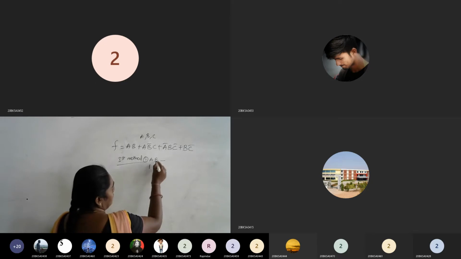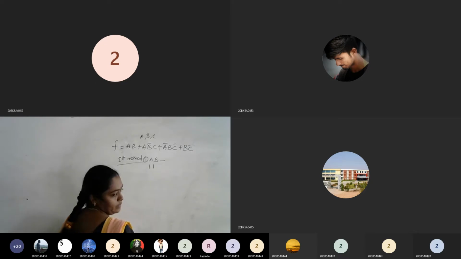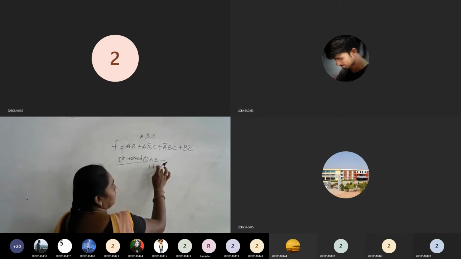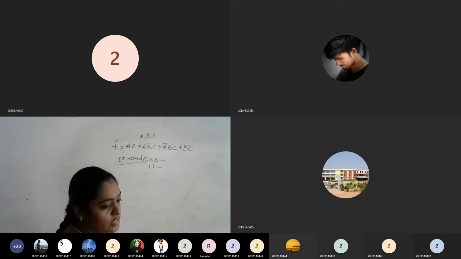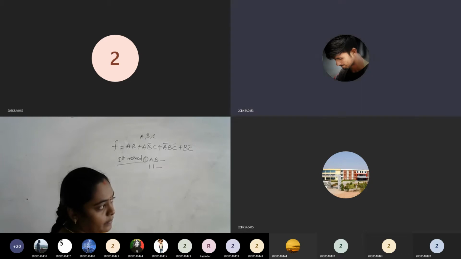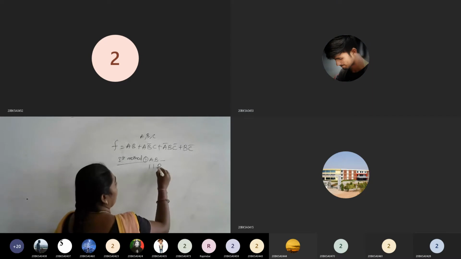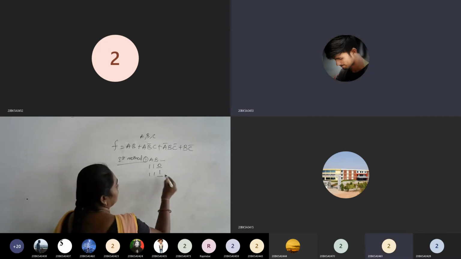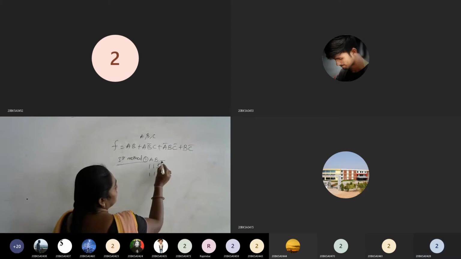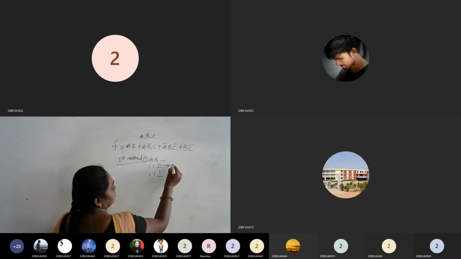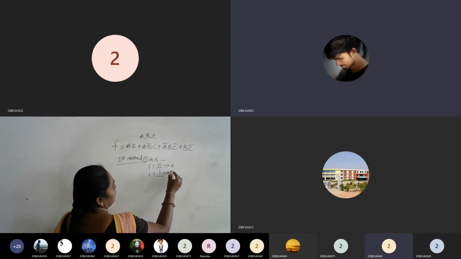So A means 1, B means 1 because it is SOP. Whichever is missing, keep a dash. One variable is missing, how many different combinations will you get? Two combinations, either 0 or 1. So if C is missing, what are the corresponding values? 1 1 0 is 6, and triple 1 is 7.